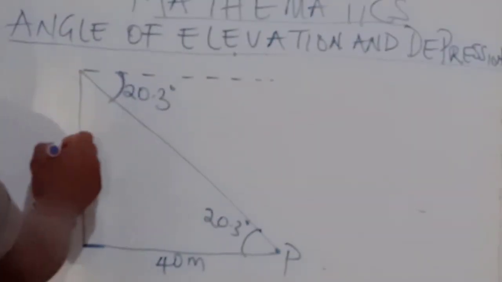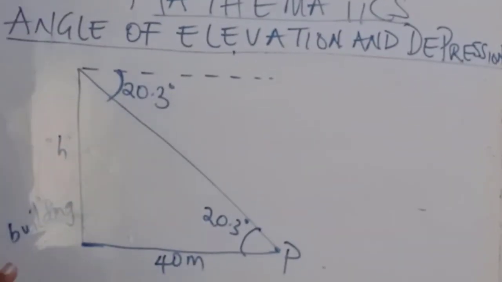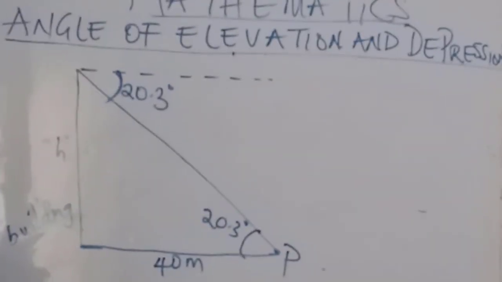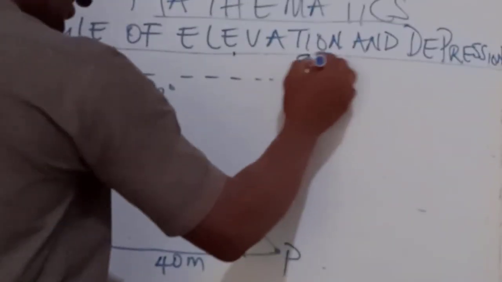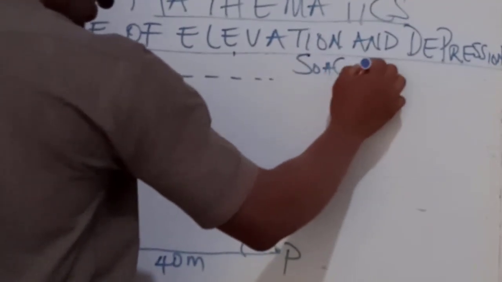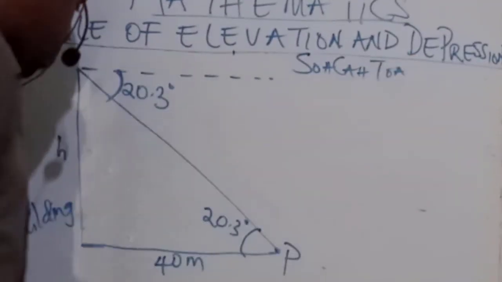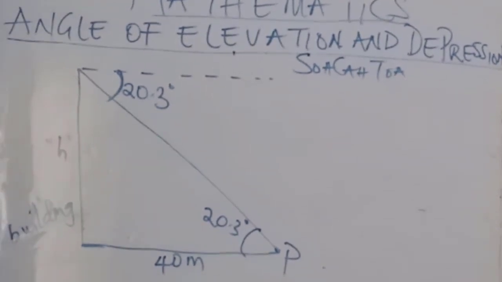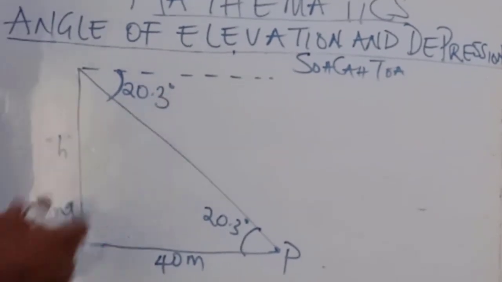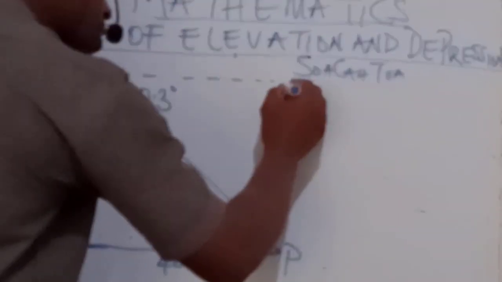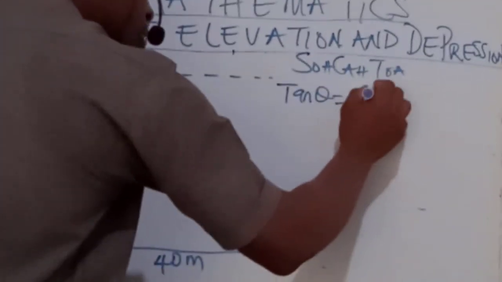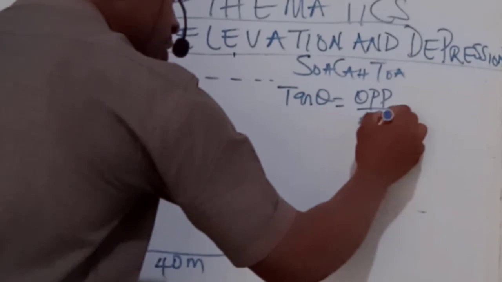Now, we're looking for the height. Again, I'll use h. You can use any alphabet. I'll use h to find. Now, according to SOHCAHTOA, you will discover that the point of interest is the opposite and the adjacent. Again, remember that this is the opposite, this is the adjacent, and this is the hypotenuse. Now, if I use tan theta, I know that tan theta is opposite over adjacent.